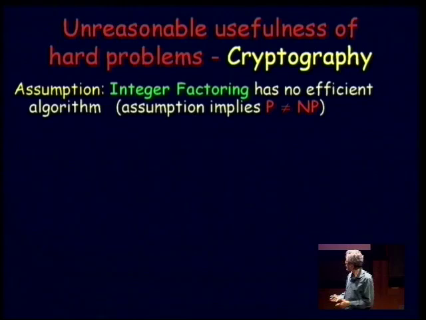And let me postulate something stronger than P different than NP. I will assume for the rest of the lecture that not only are these NP-complete problems difficult, but even integer factoring, for which we don't know whether it's complete or not, just a problem out there in NP, has no efficient algorithm, that the best solution is some exponential algorithm for this problem. So how can this be useful? What can you do with it? Well, here's what you can do with it.